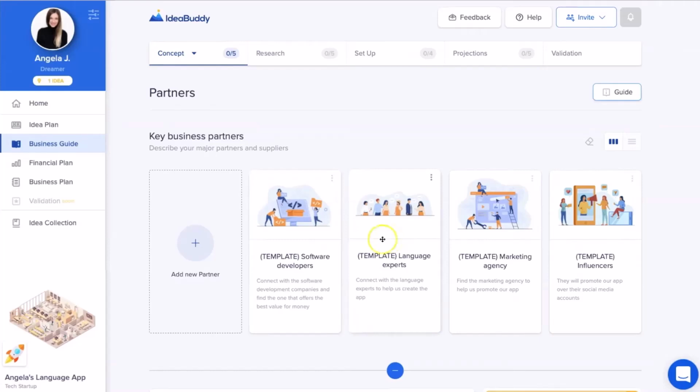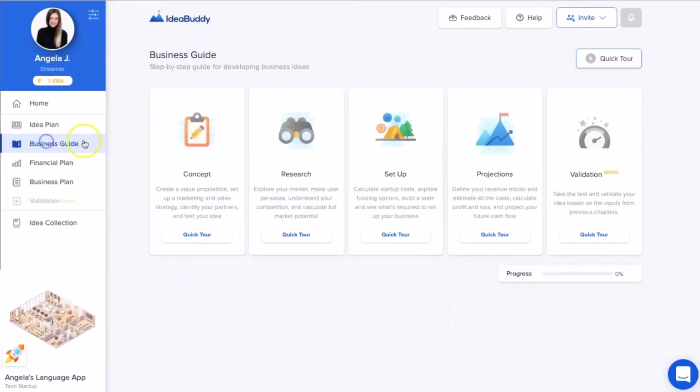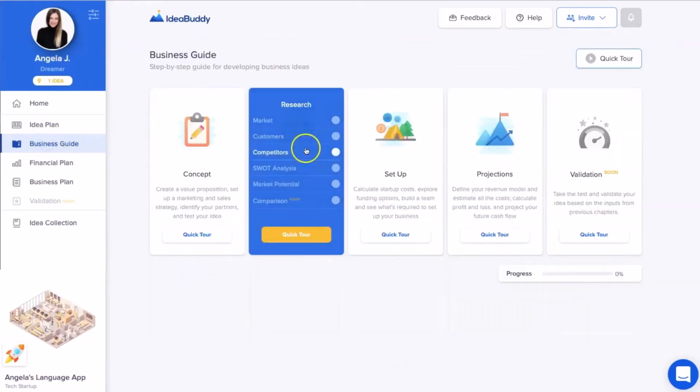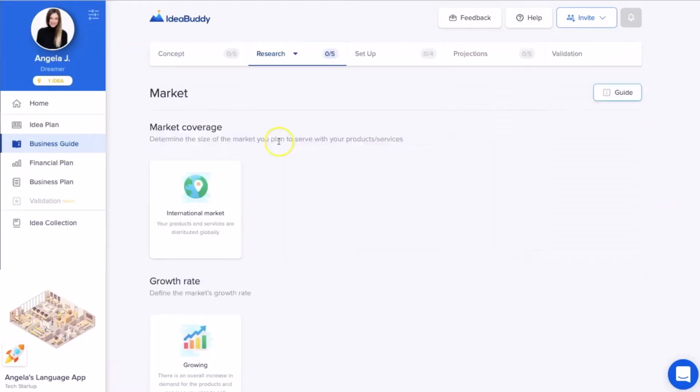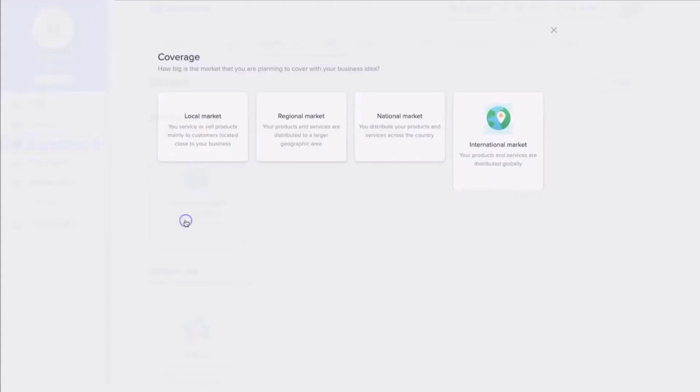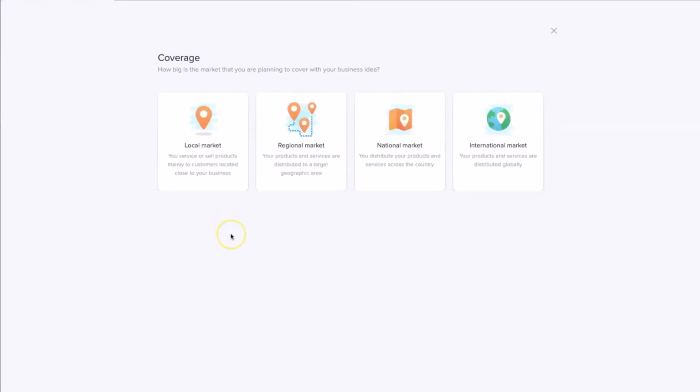I definitely will need to hire or contract a software developer along the way. Now, let's go back to the business guide and let's look at research. The research chapter helps you narrow in on the market in which your product or service will exist. First, you'll examine your market size. How far and wide will your product or service be sold?